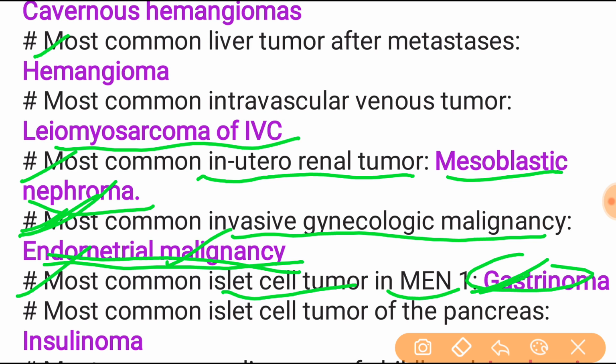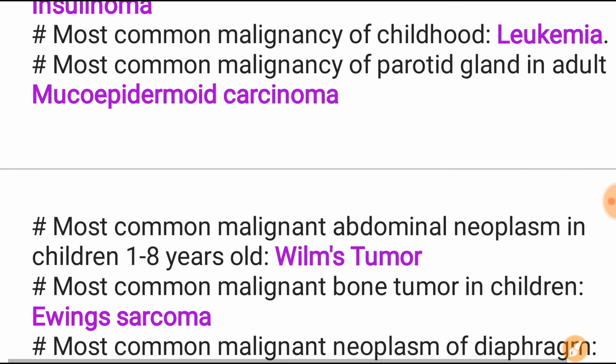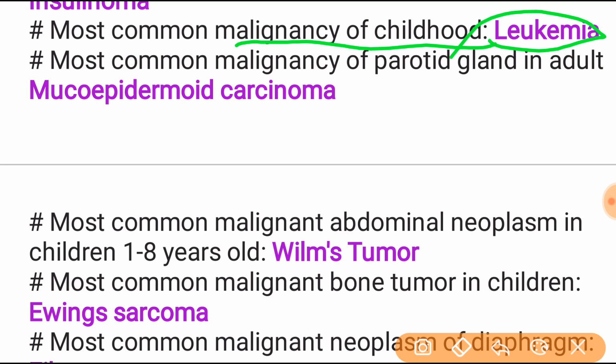This is main 1, main 2, and main 2A, main 2B. Both are very important. I have already told about the main 1, main 2A, and B. So the most common islet cell tumor of the pancreas is the insulinoma. This is also a most important topic. The most common malignancy of childhood. Here, the malignancy of childhood, so leukemia is the most common.